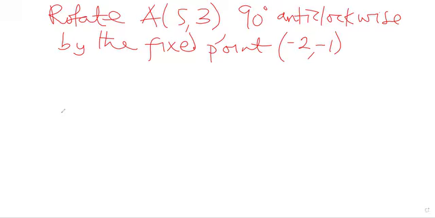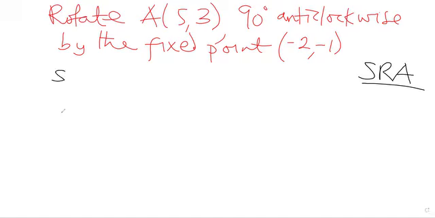Once you are seeing that the fixed point is not the origin, in the other question, they'll say rotate A(5, 3) 90 degrees anti-clockwise about the origin. When you see it that way, don't worry yourself. Just go to the formula to use, rotate, plot, you are gone. That's a very simple one. But if they say rotate about the fixed point (-2, -1), then they put you into a tight corner where you must use the SRA.